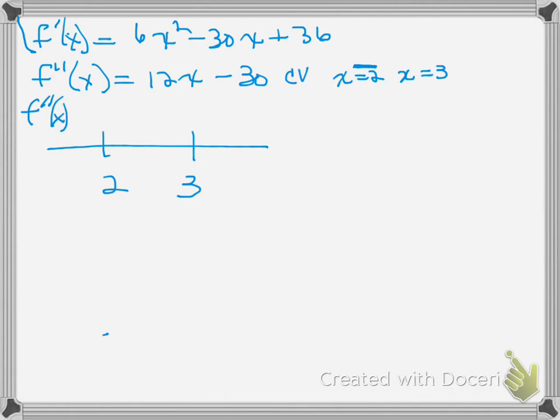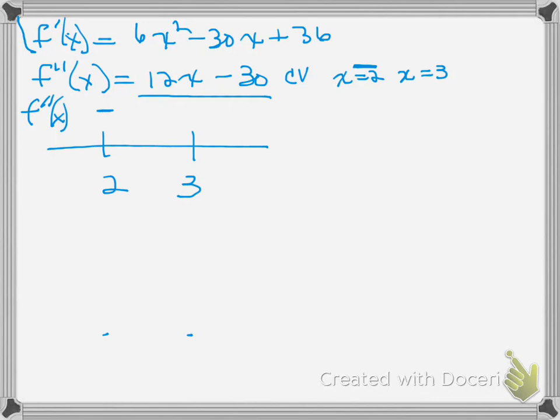Okay, so everything is set up for my second derivative test. I am checking my critical values, so I've set up my chart already. If I plug 2 into my second derivative, 2 times 12 is 24. 24 minus 30 will be a negative, and therefore I have a negative sign above the 2.